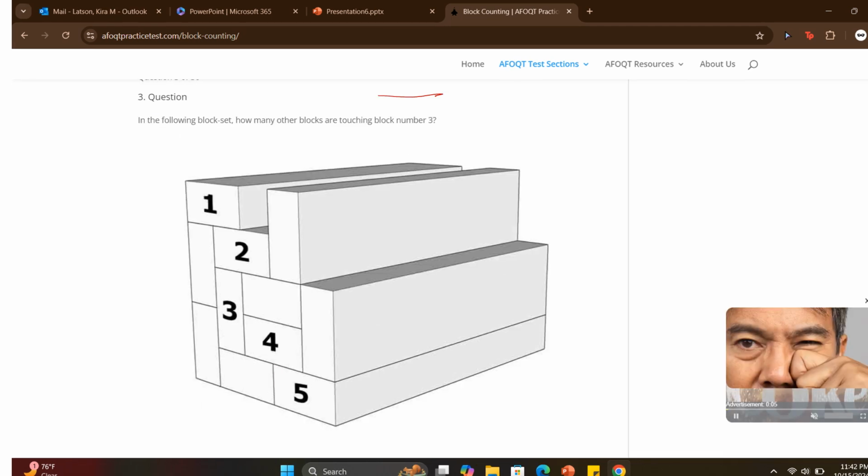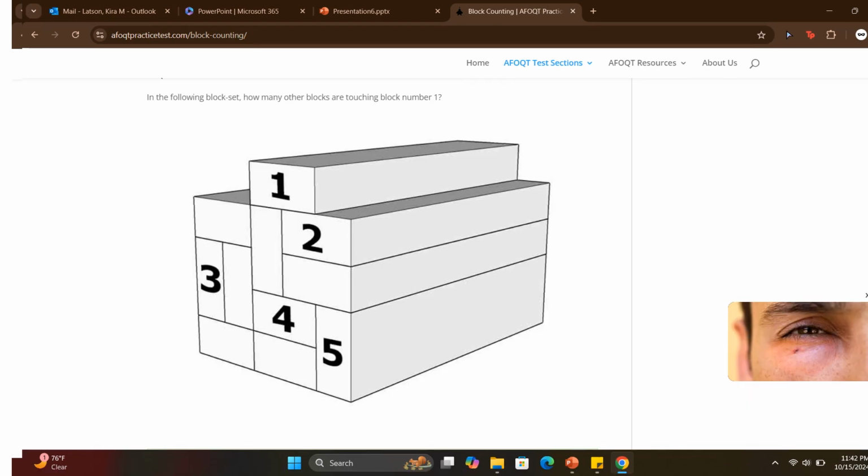How many blocks are touching block 3? This looks like the exact same. I think I just put two of the exact same questions. Okay, how many blocks are touching block number 1? Let me look for it real quick: 1, 2. This is the only one that's touching it. This is directly underneath it, and this is the other side. So only 2 blocks are touching it.